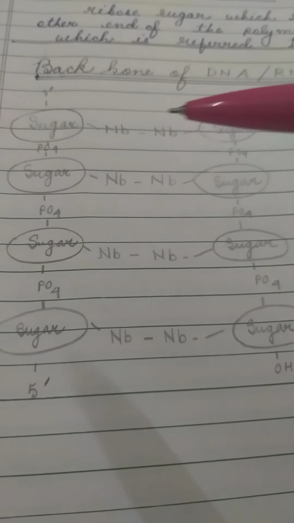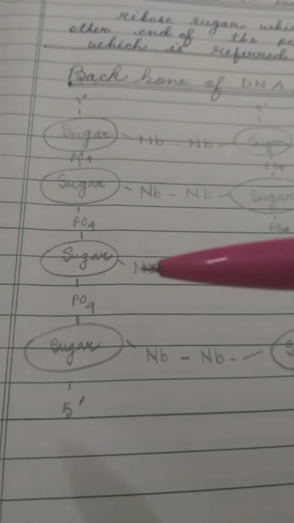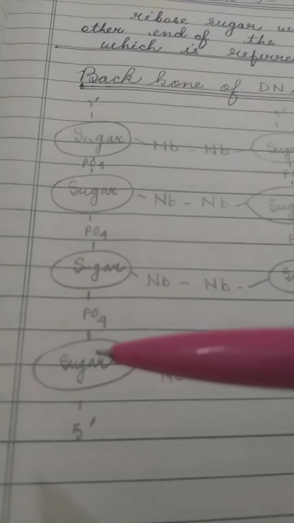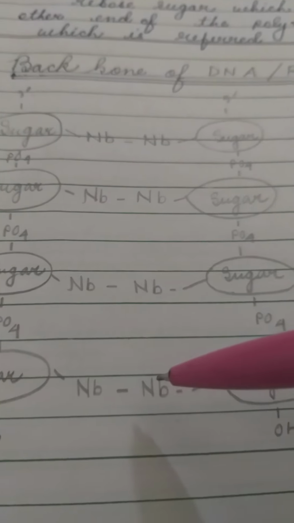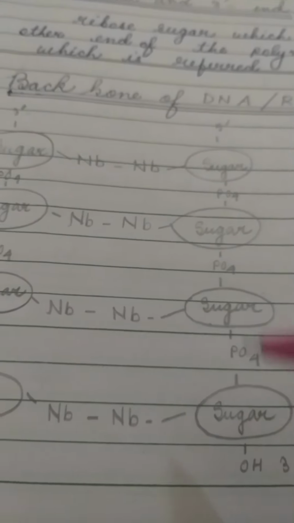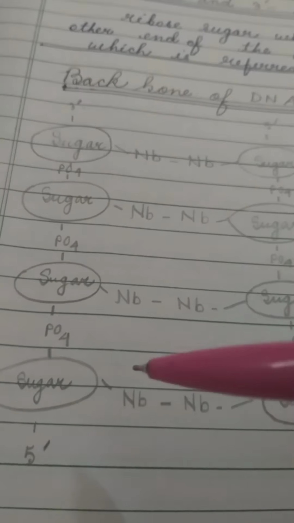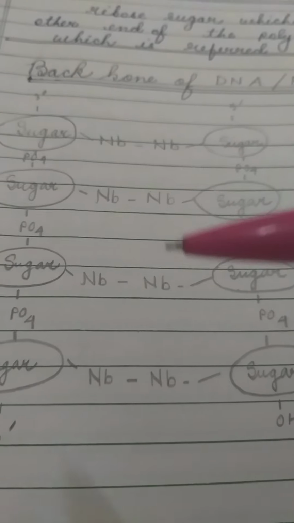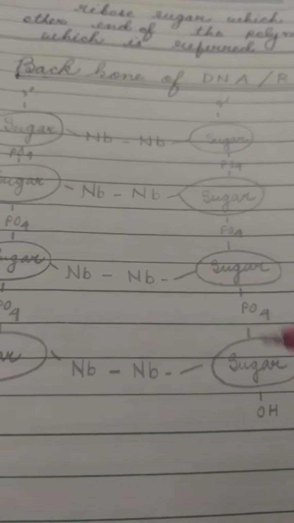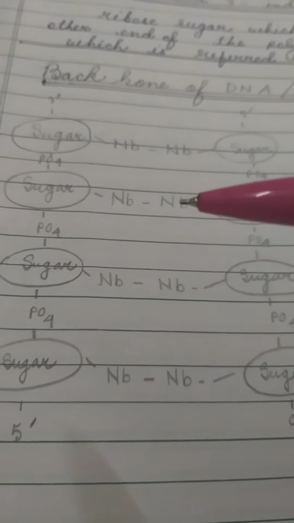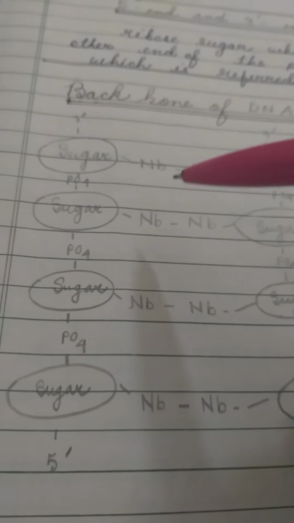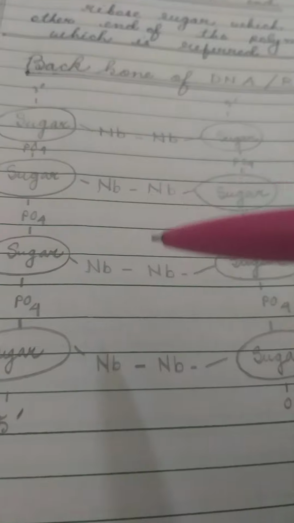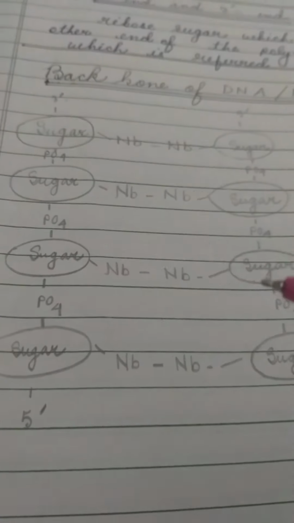The nitrogen bases project from the backbone. The nitrogen bases project from the main axis of the backbone. The nitrogen bases of one DNA chain face the nitrogen bases of the opposite strand. So these nitrogen bases occupy the space. This is the inner space which is enclosed by the two DNA strands.